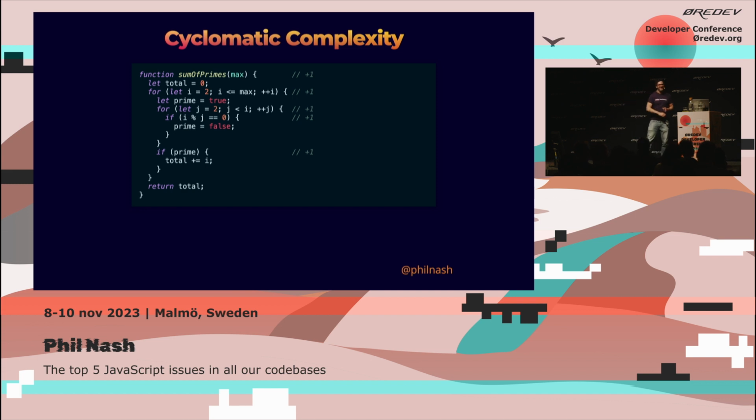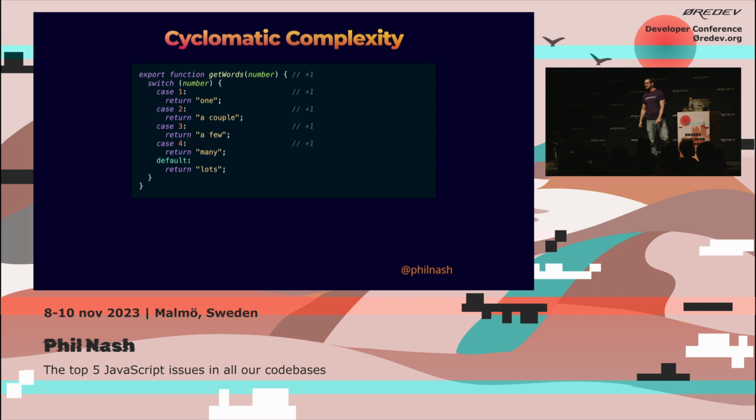Cyclomatic complexity counts that number of routes through it, and we've got 5 routes through this function. Funnily enough, I have a second function for you, which also scores 5 in cyclomatic complexity. It's this one. This is a number that gives you a number of words if you give a number to it. So if the number's 1, it comes up with the word 1. If it's 2, it's a couple. If it's 3, a few. If it's 4, many. If it's 5 or more, lots.